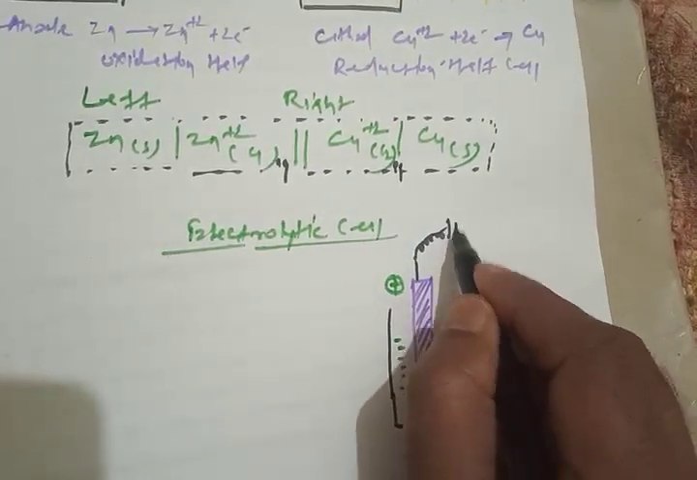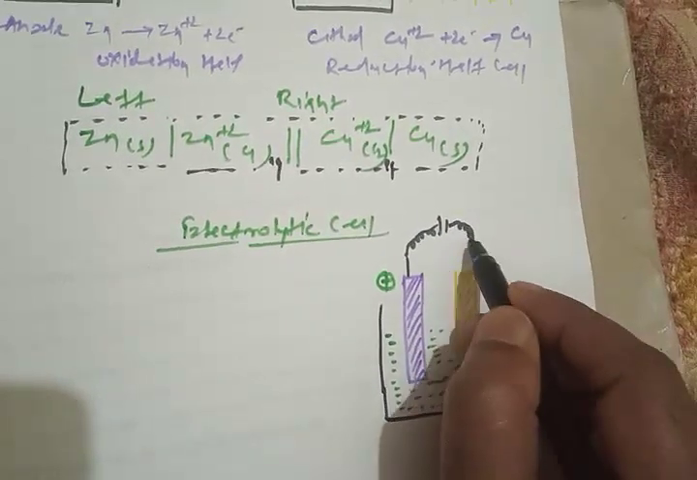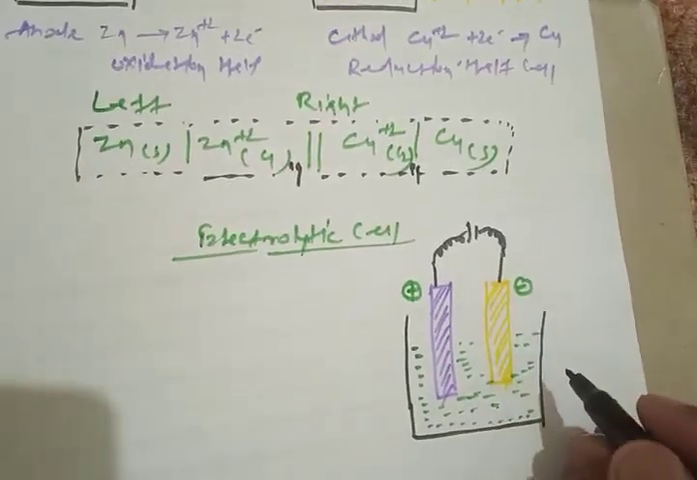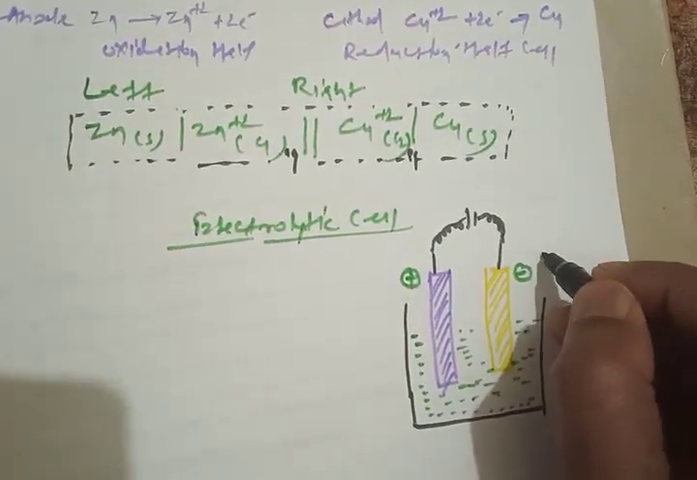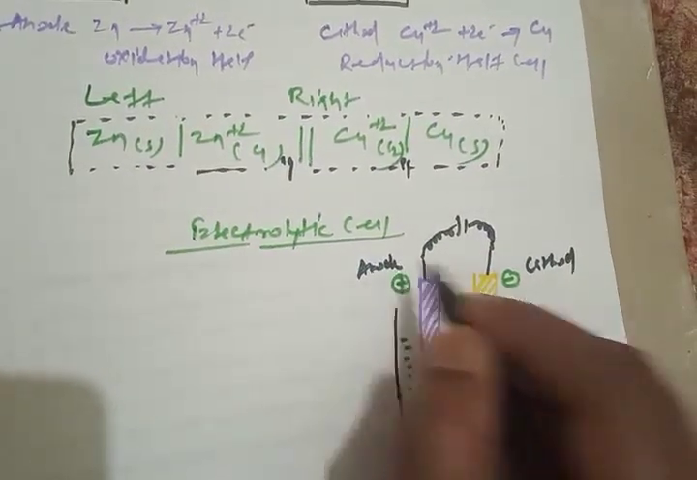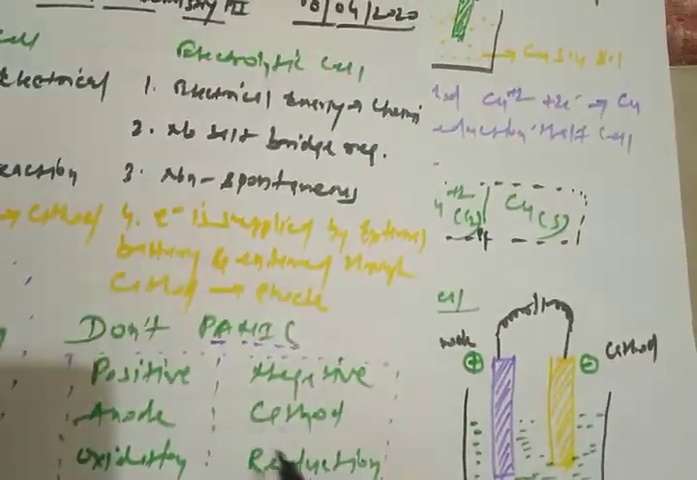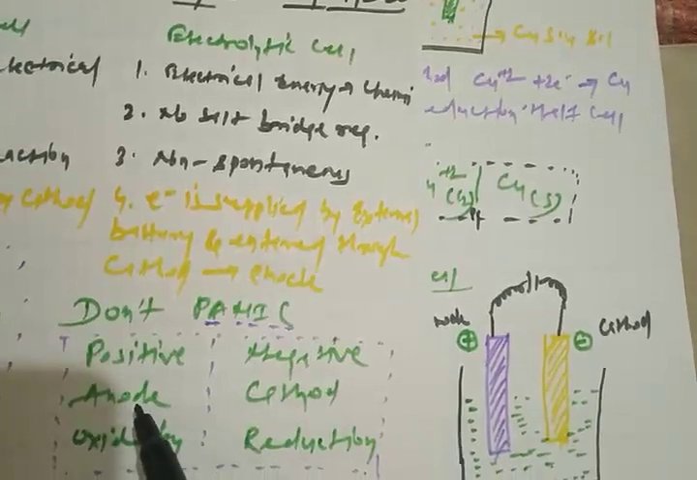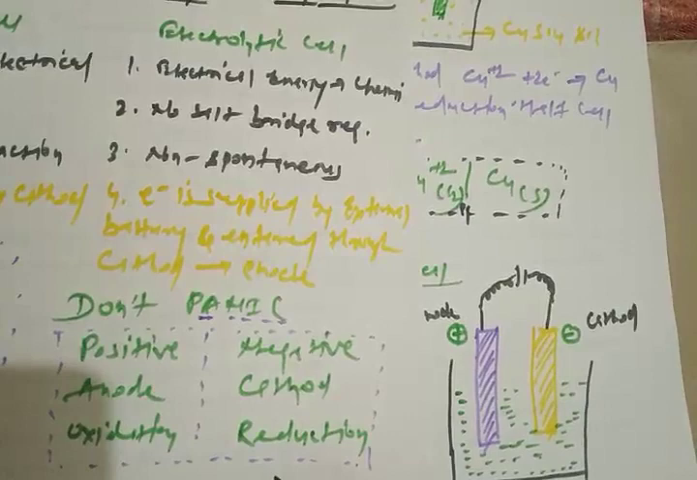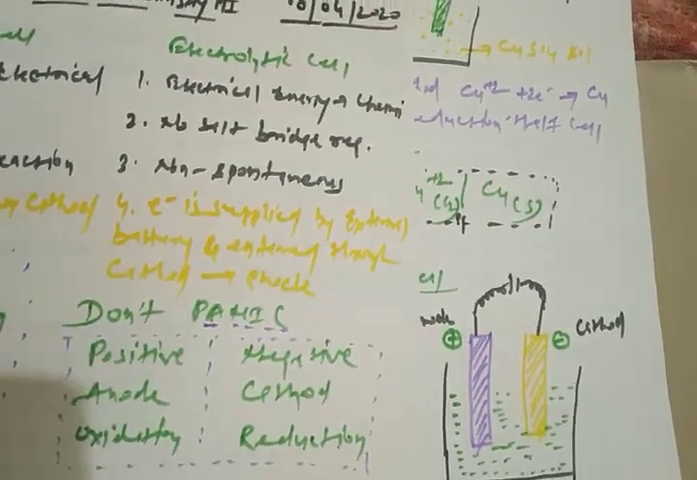The battery from where the supply is given. So this negative is cathode, and positive is anode. As it is written here, you can see that negative is cathode and positive is anode. So at anode oxidation occurs, and at cathode reduction occurs. Got it?